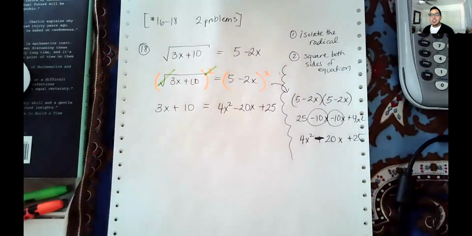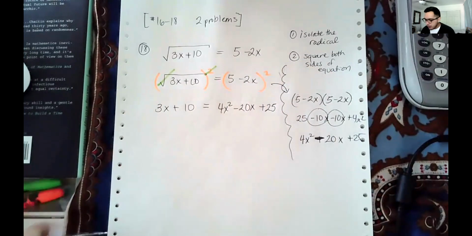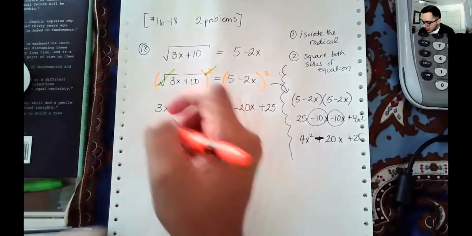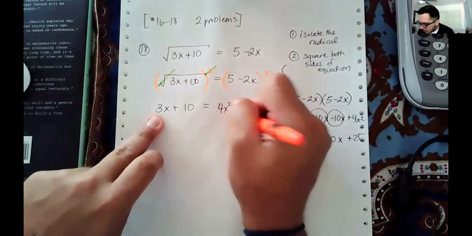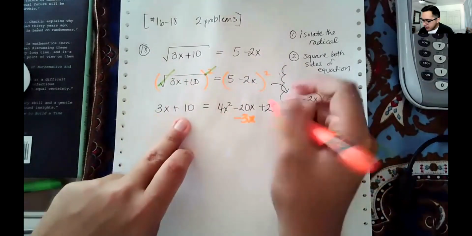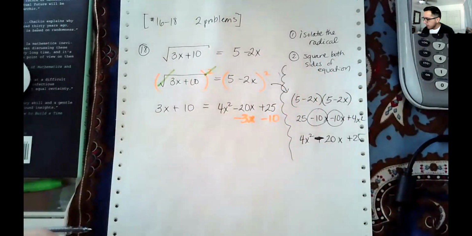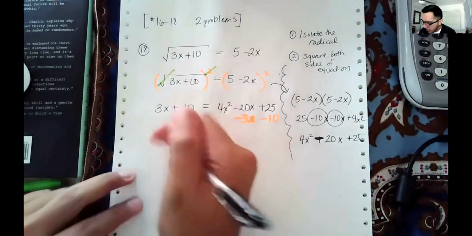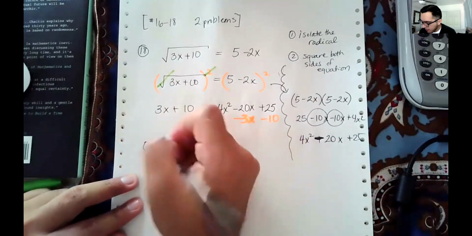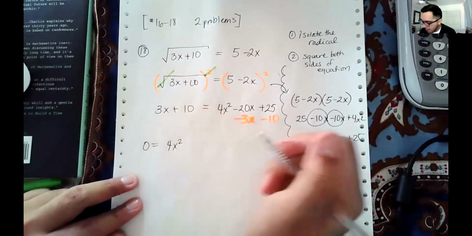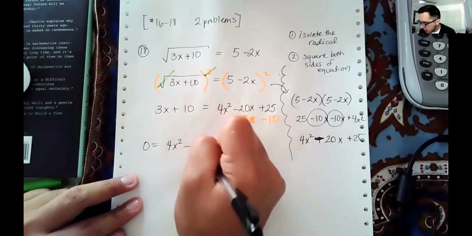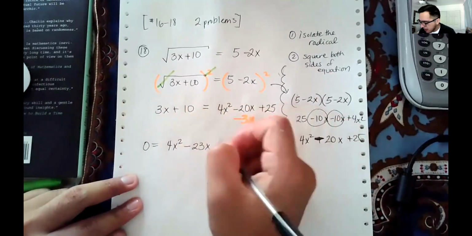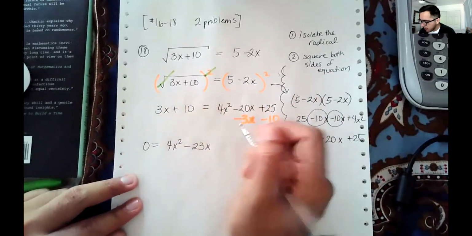And then again, this is looking like a quadratic equation. So we need to move everything over to one side. What we can do is subtract 3x here and subtract 10 there, so that we get 0 is equal to 4x squared minus 23x. And then this would be plus 15.